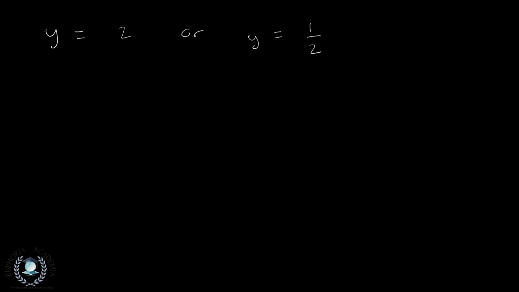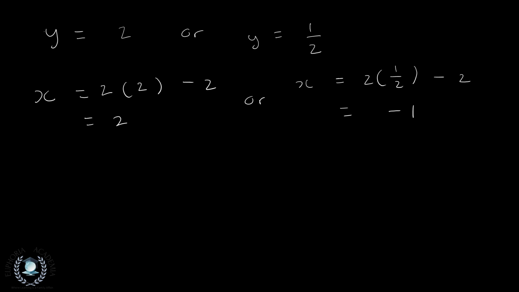And our equation 3, where we made x the subject of the formula, is going to help us out here to easily find x. We're just going to substitute our y values. So we're going to start with 2, and we see 2 times 2, 4, so x is equal to 2. Then substitute the half, minus 2, and we see that x is equal to minus 1.